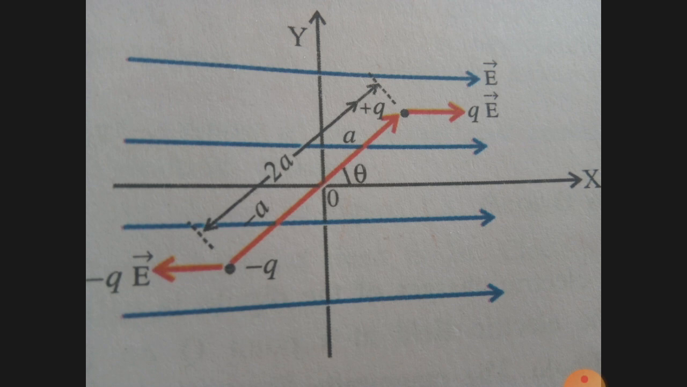Normal position. Now if the dipole is to be rotated by an angle theta from this position, then work has to be done against this torque, and this work is equal to the change in the potential energy, change in capital PE of the dipole. So this topic is over.